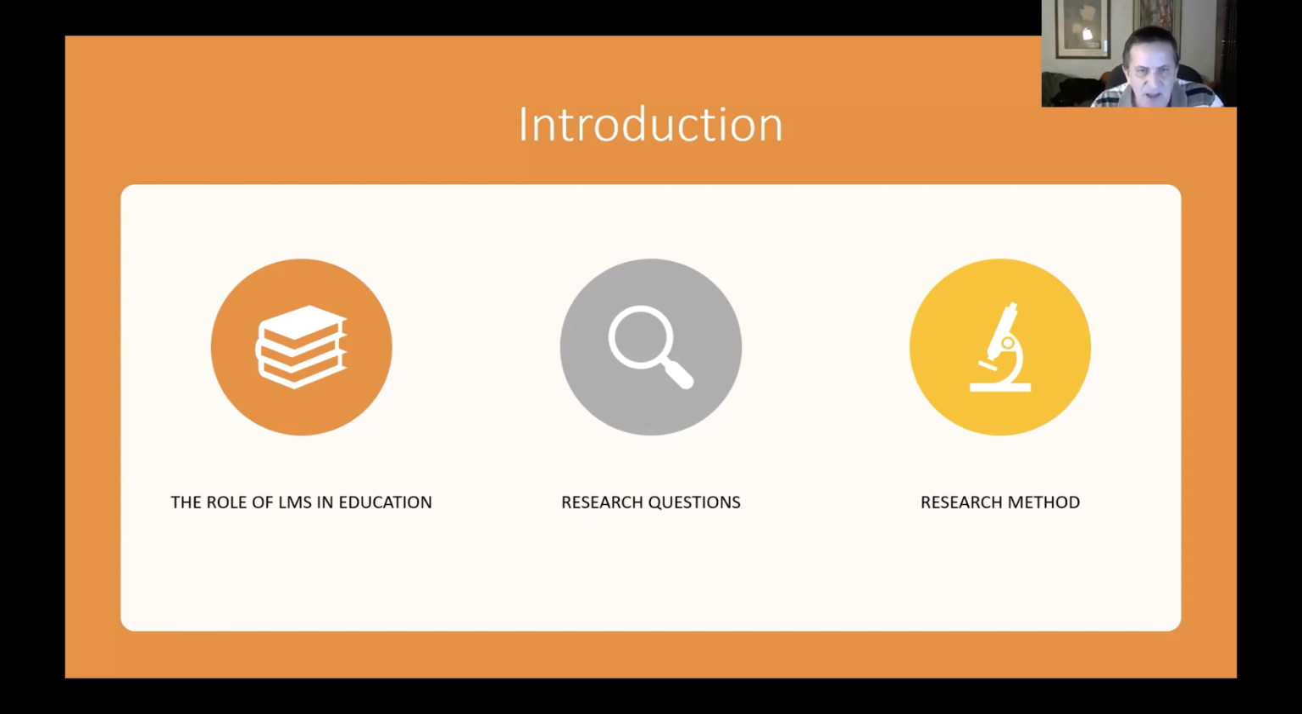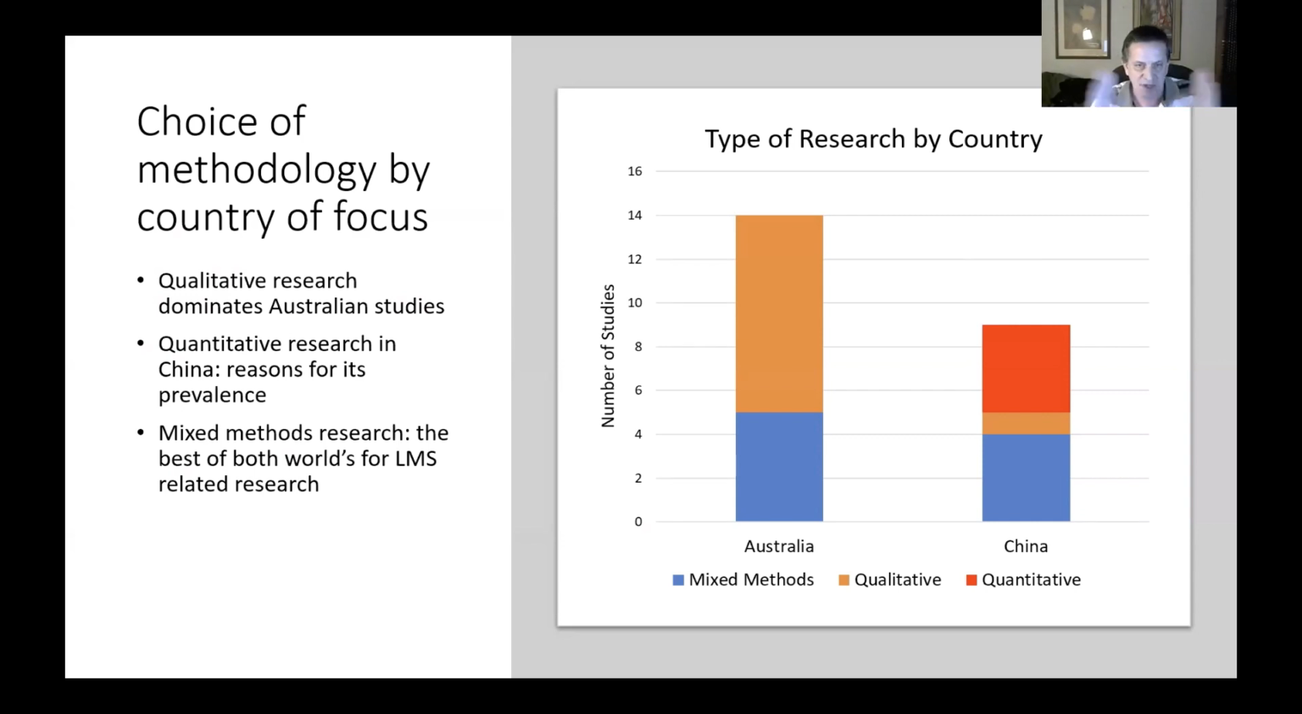All right, so moving on to the interesting parts, what are the results of all this? I thought I'd present those by research question. The first research question looked at the type of research by country. I've got a little graphic there showing mixed methods, qualitative and quantitative research. You can see that in Australia, the majority of papers were qualitative. In China, there tends to be an even mix between quantitative and mixed methods papers, and there is one qualitative paper amongst the research papers that I examined.